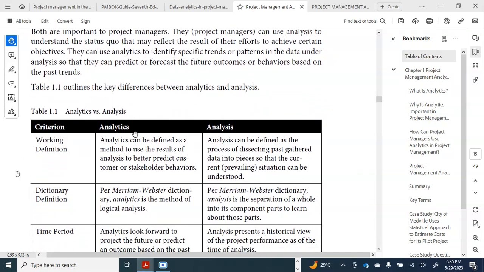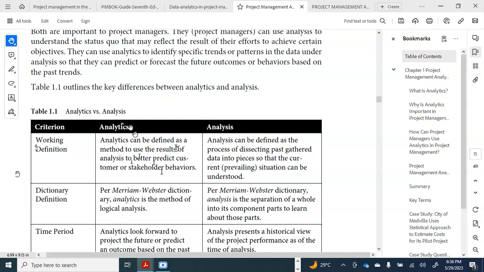The criterion here is the working definition. Analytics is a method to use the results of analysis to better predict customer or stakeholders' behavior. Analysis can be defined as the process of dissecting past gathered data into pieces so that the current prevailing situation can be understood. You see the difference between analytics and analysis.